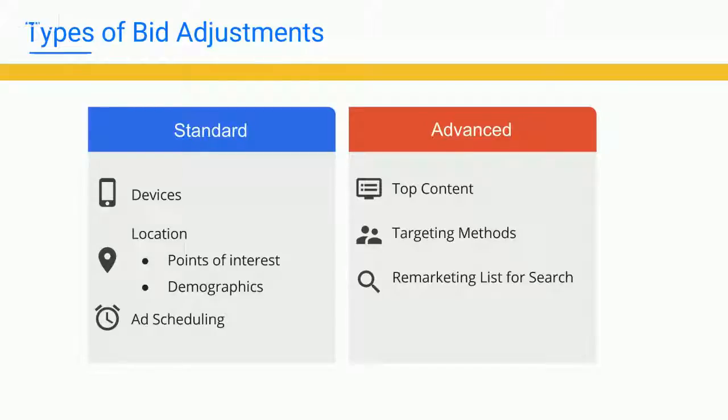You can find all these options in your account by going into a campaign, clicking on the settings tab at the top within that campaign, and then below that settings tab, you will see a row of buttons, or another tab of buttons, for all settings, locations, ad schedule, and devices. That will give you those options there.